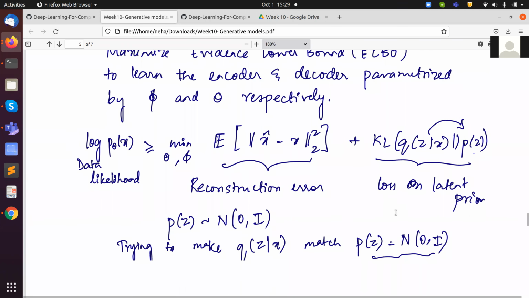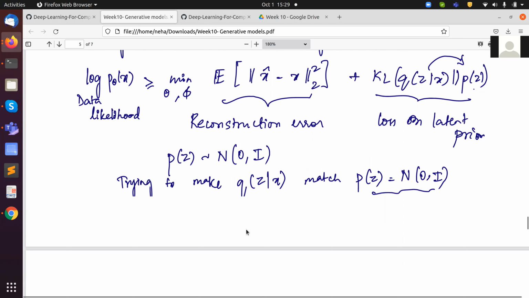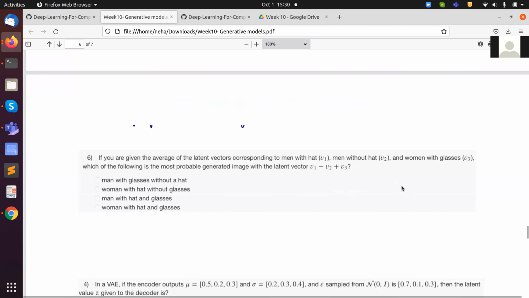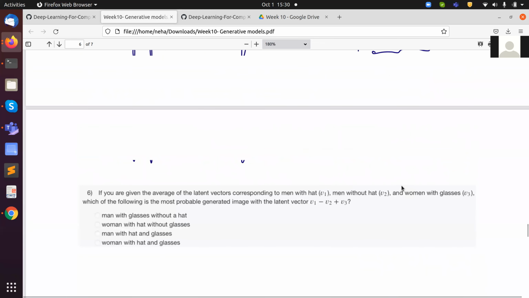So this is like a regularizer for this loss, for the learned distribution, trying to make Q of Z given X match the P of Z. So that is what the KL divergence does. When you try to minimize the KL divergence, the aim is to minimize the distance between two distributions. Okay, so here are some interesting questions we can look at.